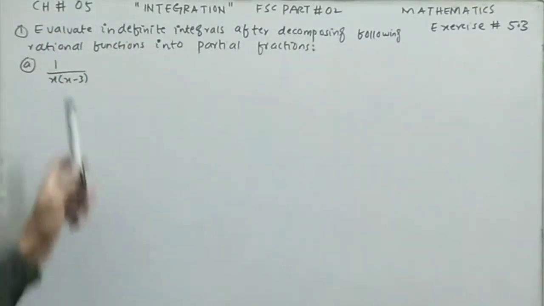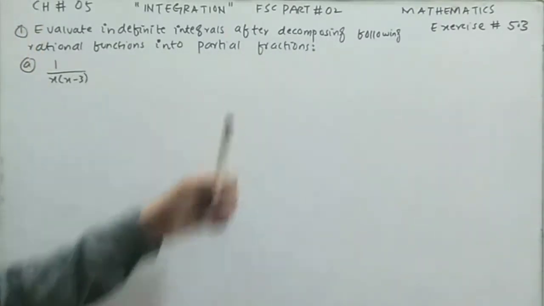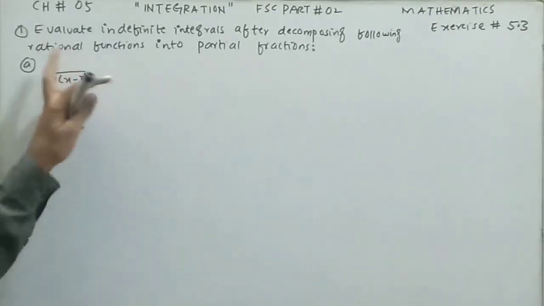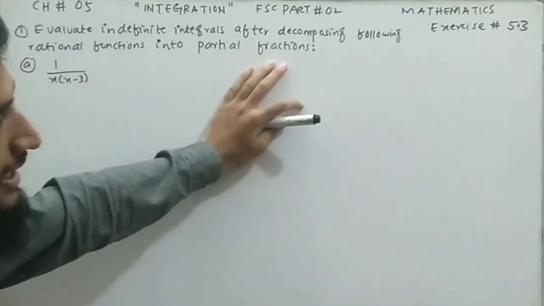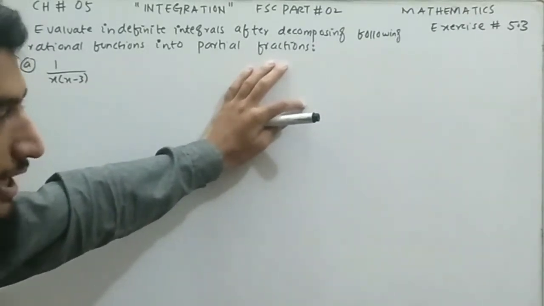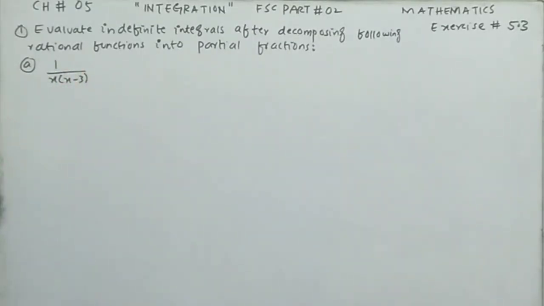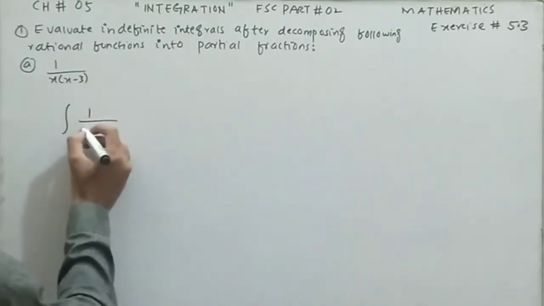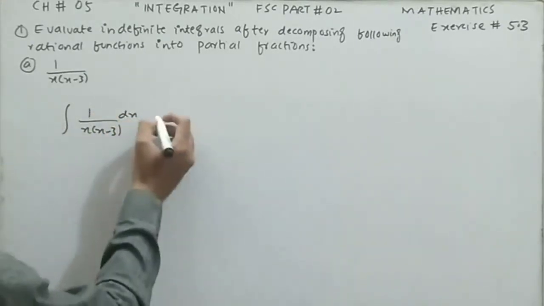Question number 1 tells that evaluate indefinite integrals after decomposing the following rational functions into a partial fraction. So the first part is 1 over x into x minus 3. So this is actually the single fraction. Remember, partial fraction is that phenomena in which we convert a single fraction into two or more than two fractions. So over here, this single fraction will be converted into two fractions, and then we will integrate that required decomposition. So we can write it in the form of 1 over x into x minus 3, apply indefinite integral, and over here we have dx.